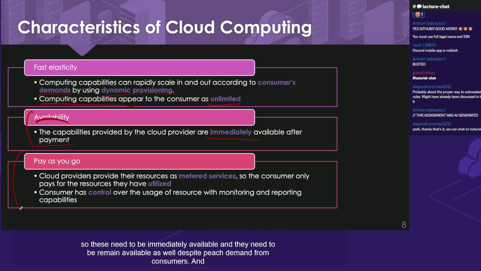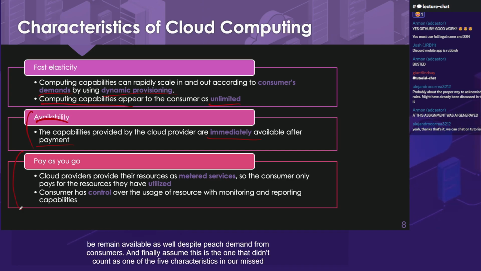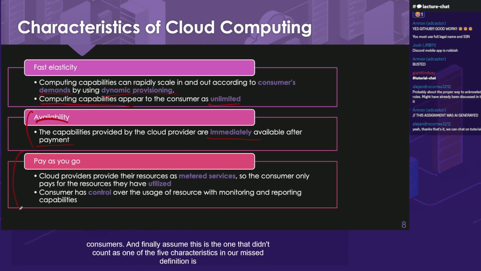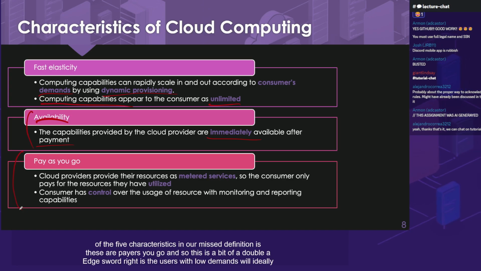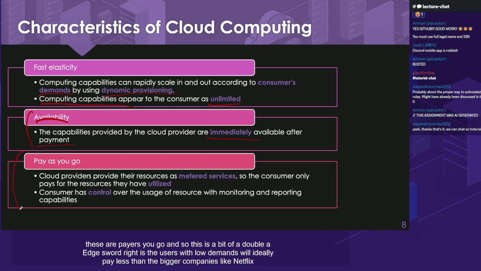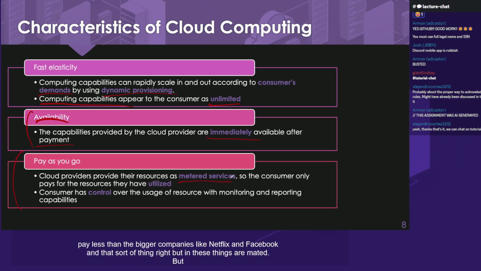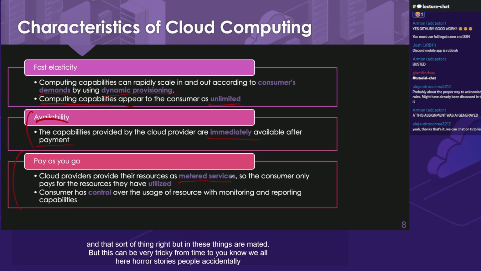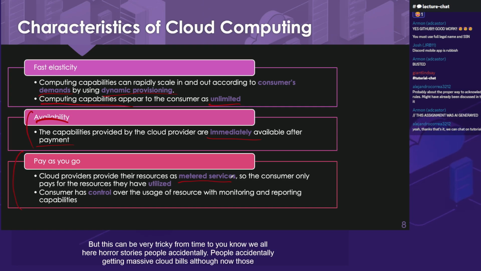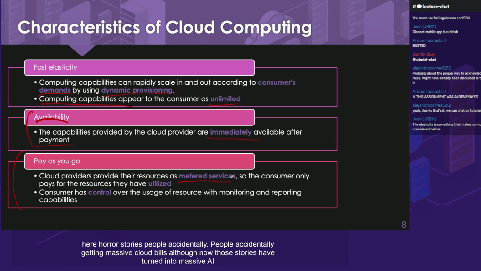And finally, I assume this is the one that didn't count as one of the 5 characteristics in our NIST definition, is that these are pay-as-you-go. And so this is a bit of a double-edged sword, right? Is that users with low demands will ideally pay less than the bigger companies like Netflix and Facebook and that sort of thing, right? But in that these things are metered. But this can be very tricky from time to time we all hear horror stories of people accidentally getting massive cloud bills, although now those stories have turned into massive AI token bills because they're not understanding what they're doing.